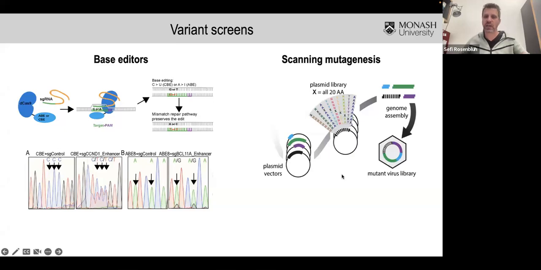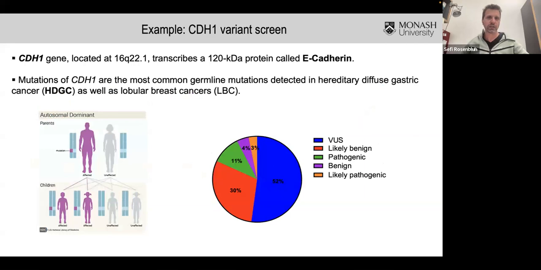The disadvantage is that we are looking at exons, we're not looking at introns. We are overexpressing the gene, so it's not the same as the physiological expression of a gene. And we are missing things that might happen at the genomic locus that we cannot see here. So I'll just give an example here of a screen that we are still in the middle of, but I'll show you some of the results of it, of CDH1.